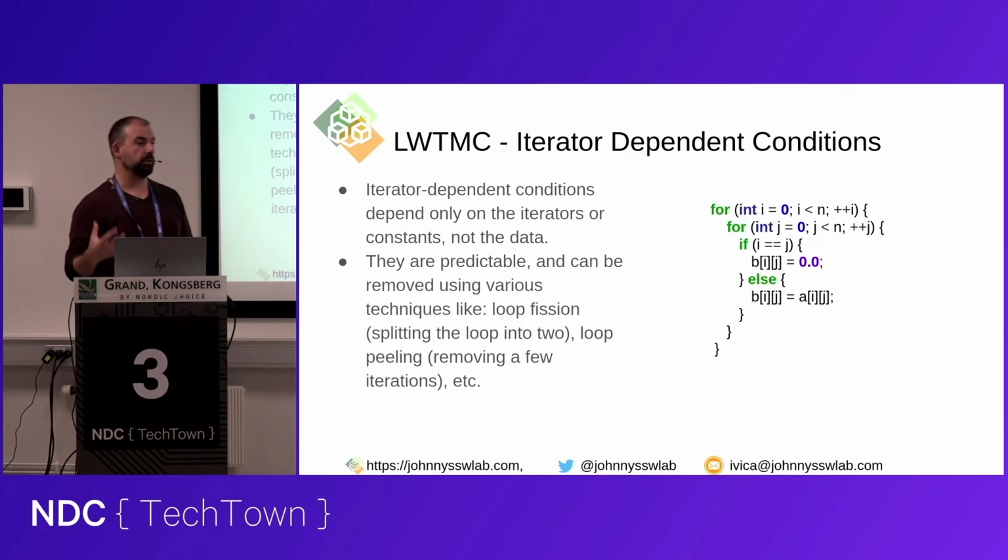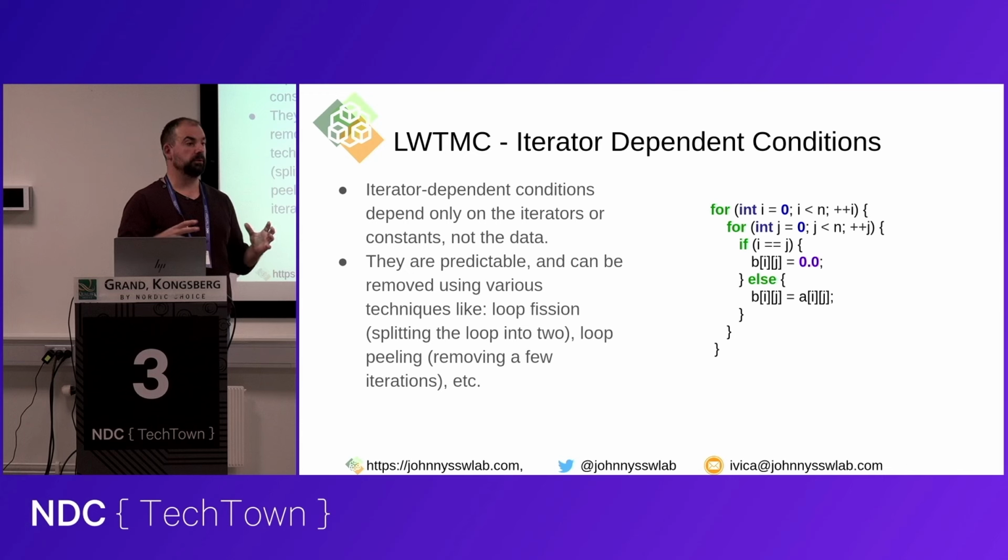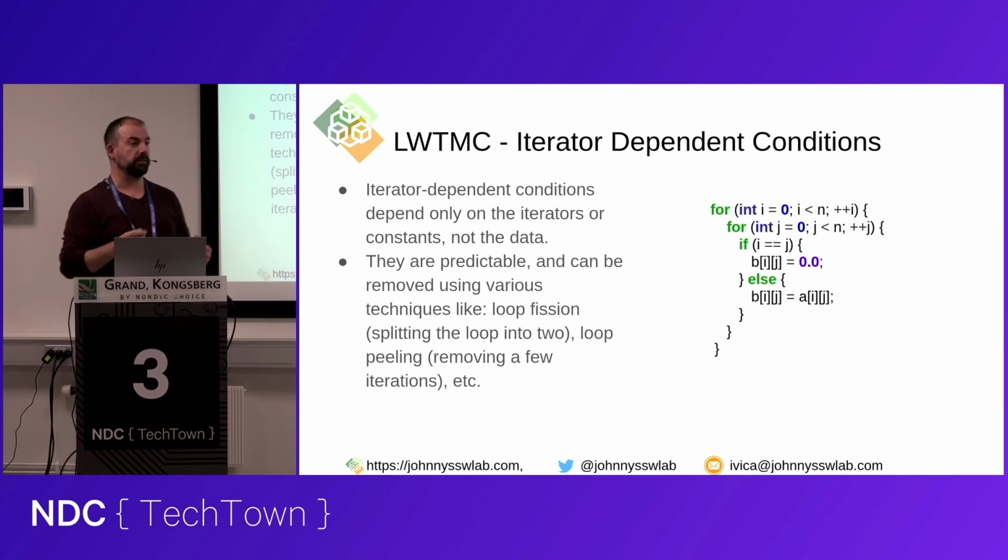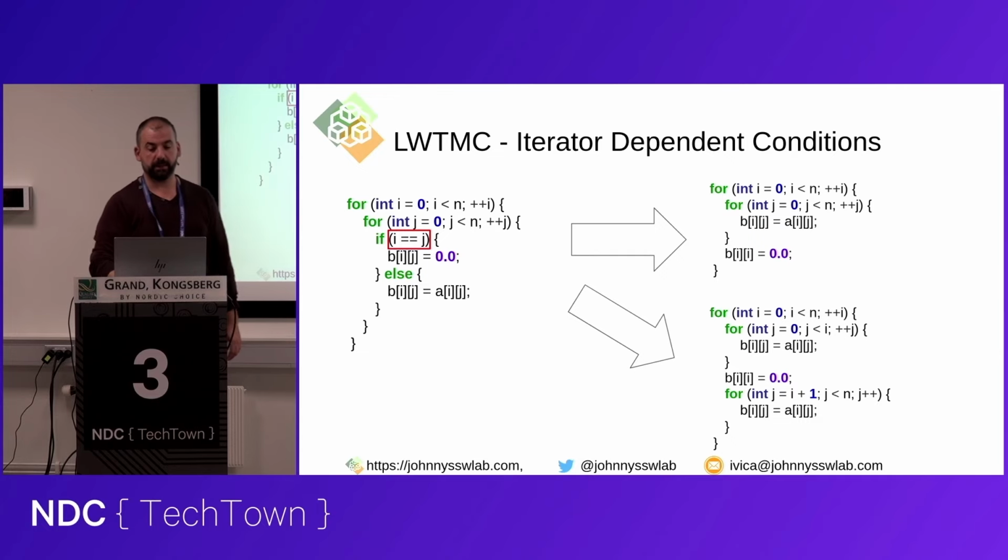And because you know that, you can remove this using various techniques, like breaking the loop into 2 loops, or maybe loop peeling, removing a few iterations at the beginning or at the end of the loop, so everything works. And here is an example of how I removed the loop iterator dependent conditions from this loop. There are two ways. The first way is that I just do B of ij equals A of ij, the else body here without the if, and then outside of the loop I just set the specific case where i equals j. So that's one way to do it.